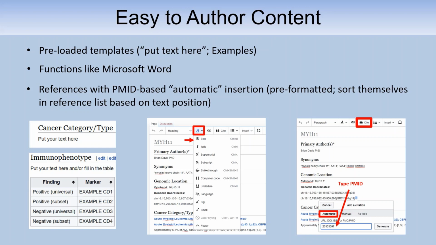Most of the authors are currently functioning by having a separate Word document where they're filling in this content and then just listing PMIDs. And once they feel happy with all of the content, they just copy and paste it into the templates on the site and insert the references using the PMIDs in this cite function.